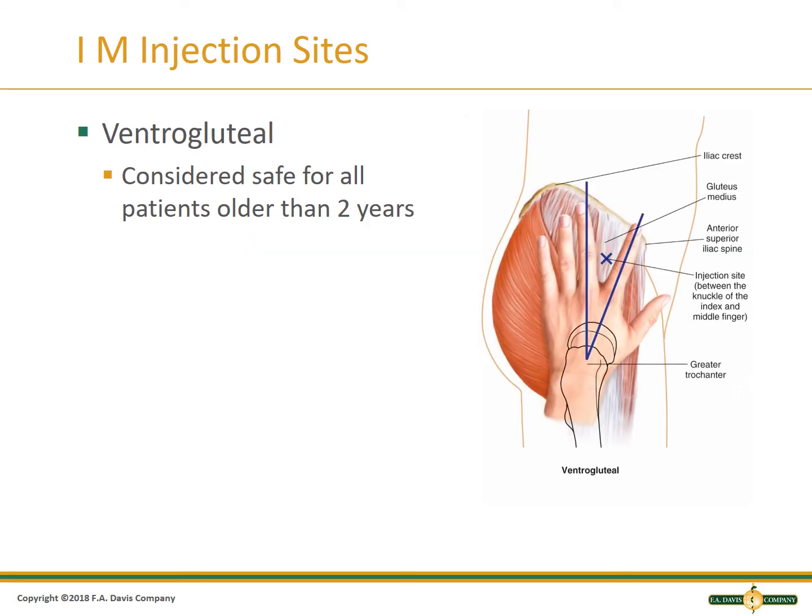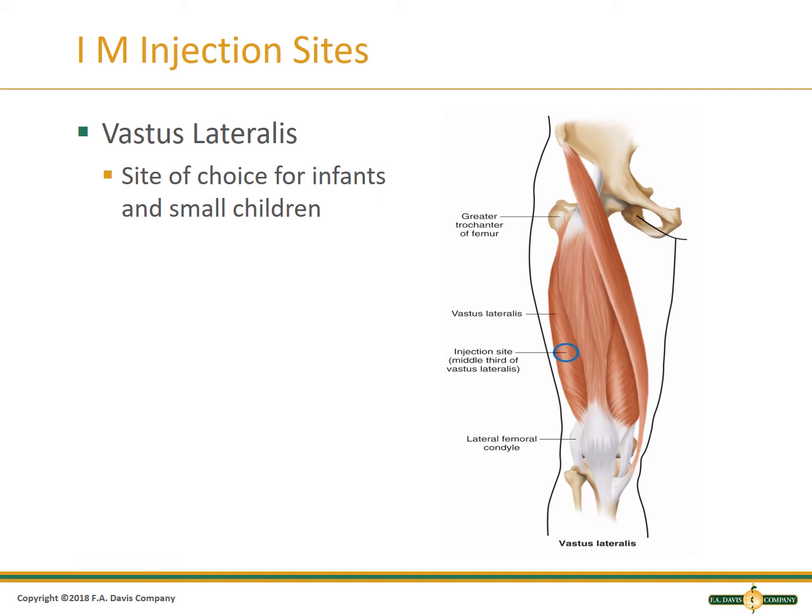The ventrogluteal is considered safe for all patients older than 2 years old. To locate this site, you're going to place the heel of the hand over the greater trochanter of the patient's hip with your thumb pointing towards the patient's umbilicus. Your index finger should be on the patient's anterior iliac spine. Spread your middle finger back as far as possible. The injection is then given in the center of the triangle formed by your index and middle fingers. And these have to be at least 1 inch. The vastus lateralis is the site of choice for infants and small children. And you can see where that is right there in the thigh.